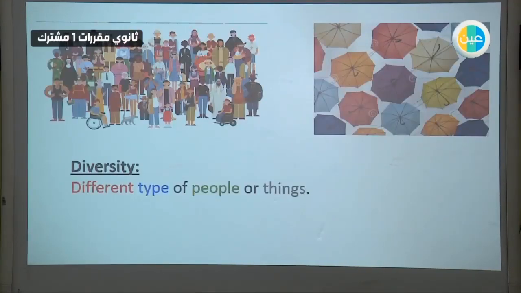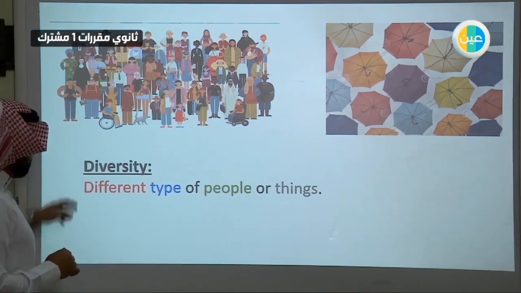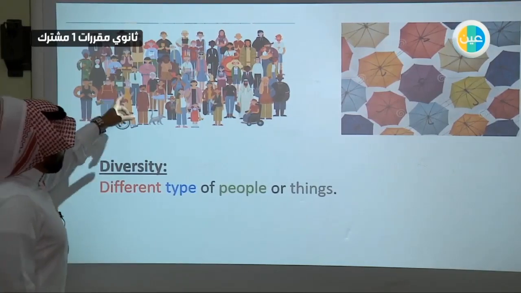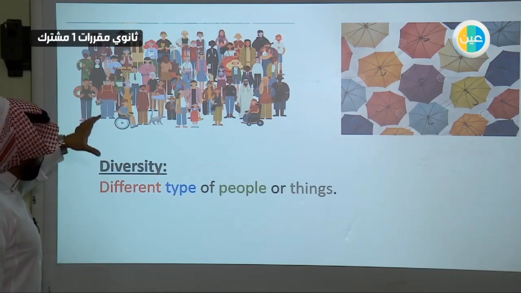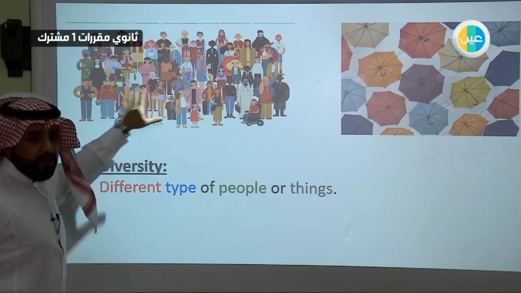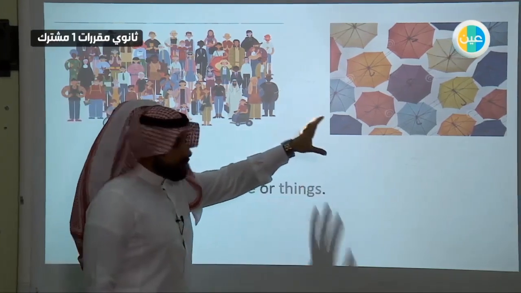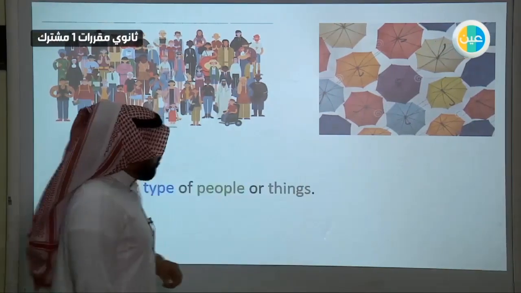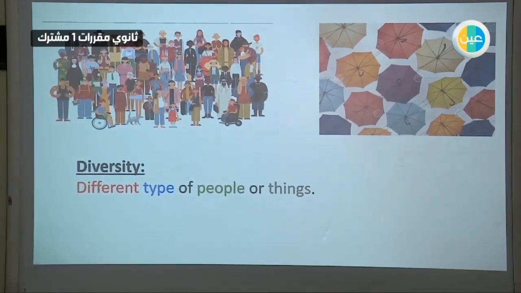The first thing that we will take today, diversity. What is the meaning of diversity? Diversity is different type of people or things. Different type. They are not the same. So, for example, in this picture, we have white people, we have black people, we have small people like kids. So they are different. They are not the same. Even in this picture, we have different colors of umbrellas. So diversity, that means different things.